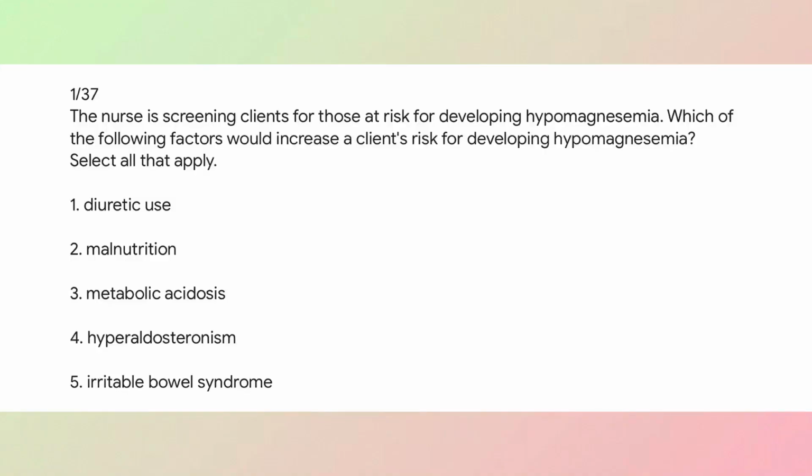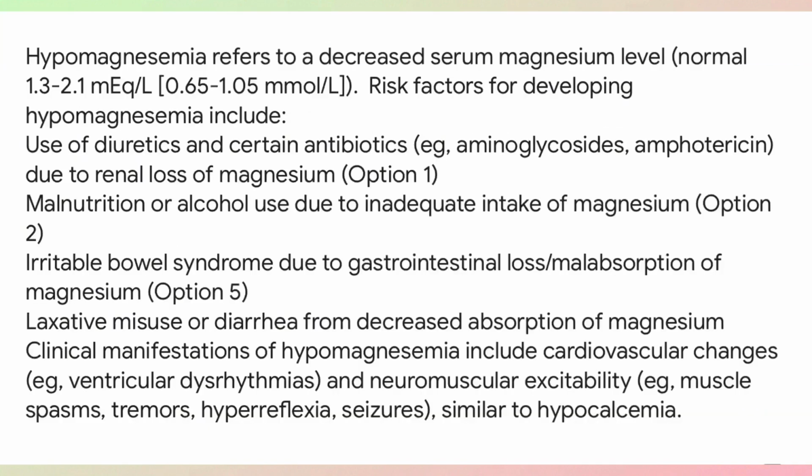The nurse is screening clients for those at risk for developing hypomagnesemia. Which of the following factors would increase a client's risk for developing hypomagnesemia? Select all that apply. 1. Diuretic use. 2. Malnutrition. 3. Metabolic acidosis. 4. Hyperaldosteronism. 5. Irritable bowel syndrome. Answer 1, 2, 5.